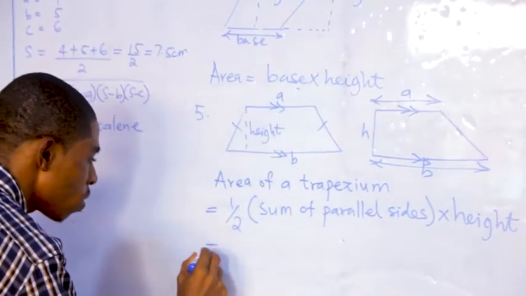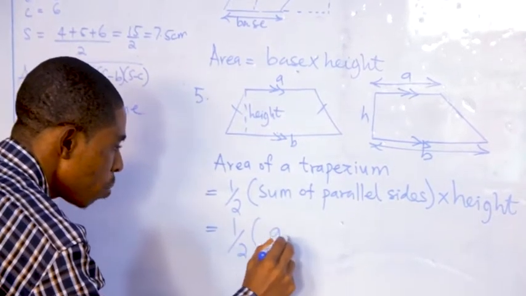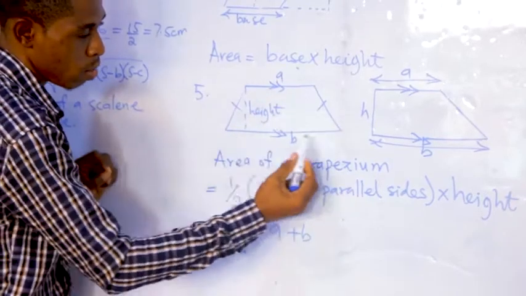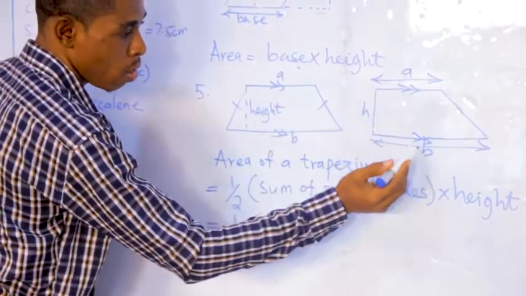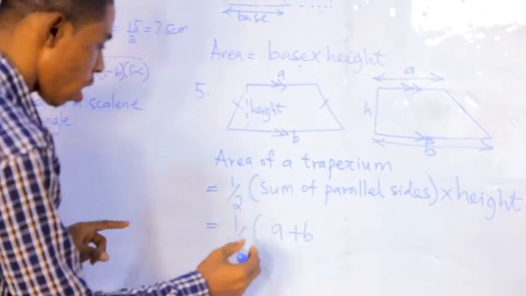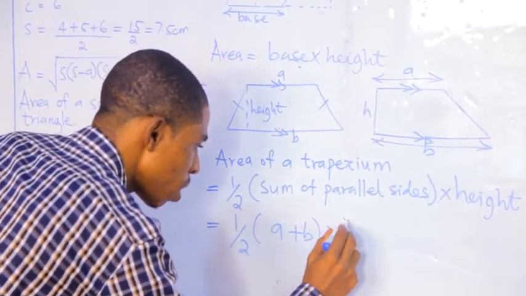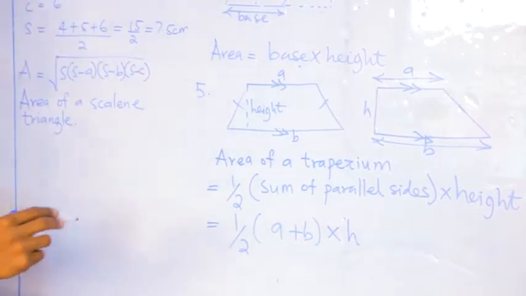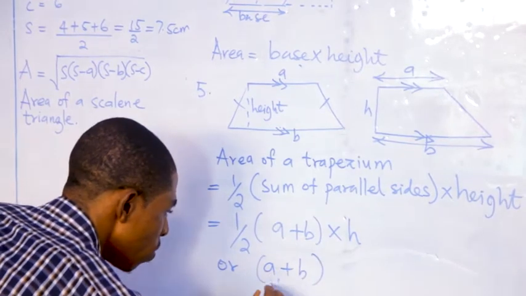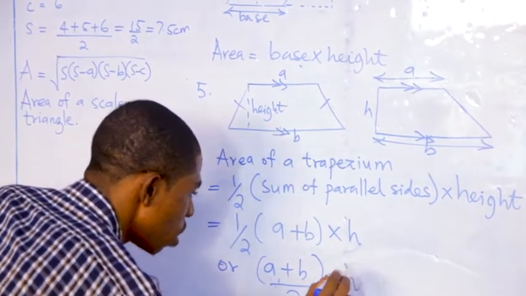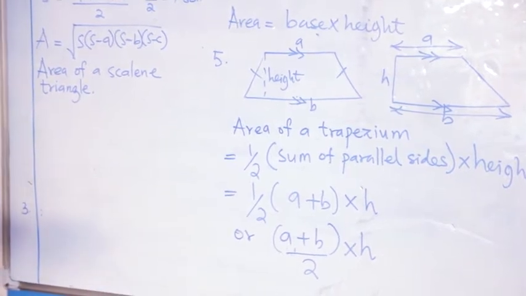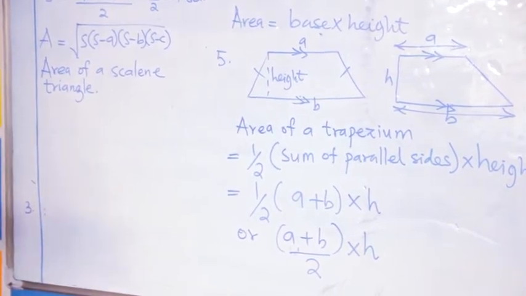So you could say this is equal to half A plus B, since they are the parallel sides. This is A and this is B, they are the parallel sides. This is the height. So you could say half A plus B times H, or you could say A plus B all in bracket divided by 2 times H. And with that, you'll be able to find the area of any given trapezium.